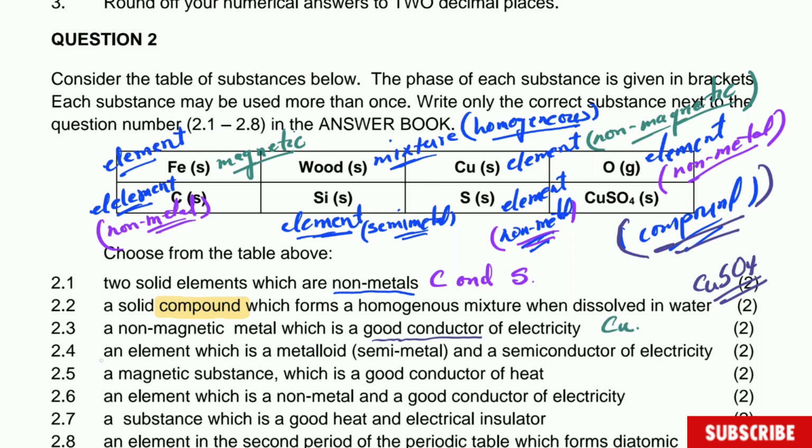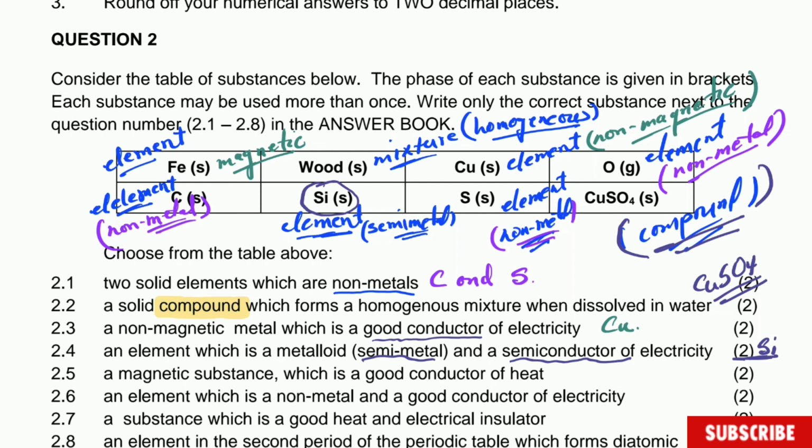We carry on. Question 2.4. An element which is a metalloid or semi-metal. Metalloid or semi-metal is the same thing, and is a semiconductor. Obviously, if they are metalloid, they are going to be semiconductors of electricity, guys. The only metalloid or semi-metal we marked here was silicon, and it's the answer, therefore Si.